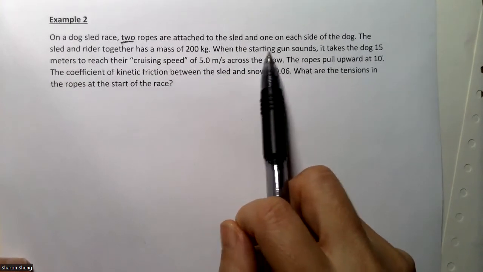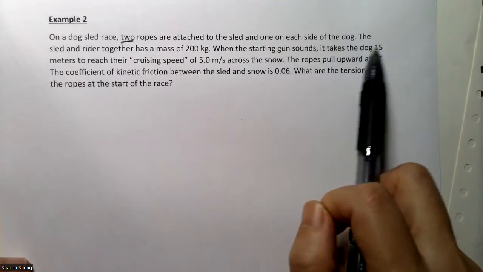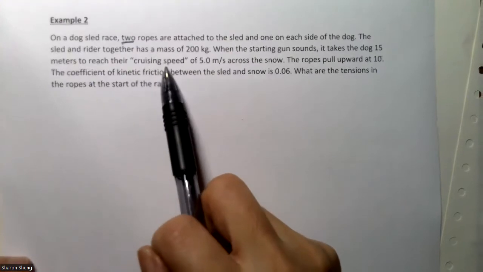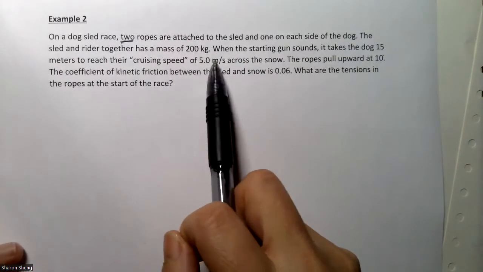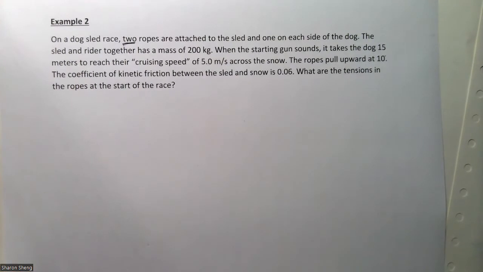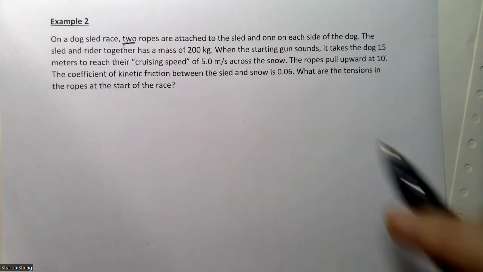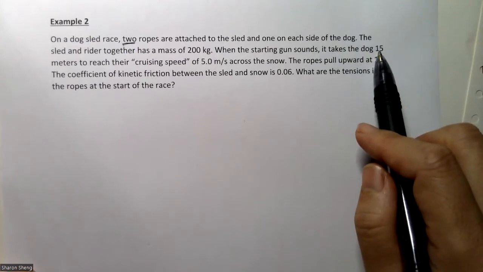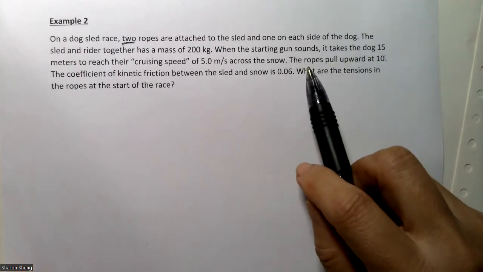And when the starting gun sounds, it takes the dog 15 meters to reach their cruising speed of 5 meters per second across the snow. When the dog reaches the cruising speed, the maximum speed, then it will just keep running at the same speed. The dog runs 15 meters. And then what else do we know?